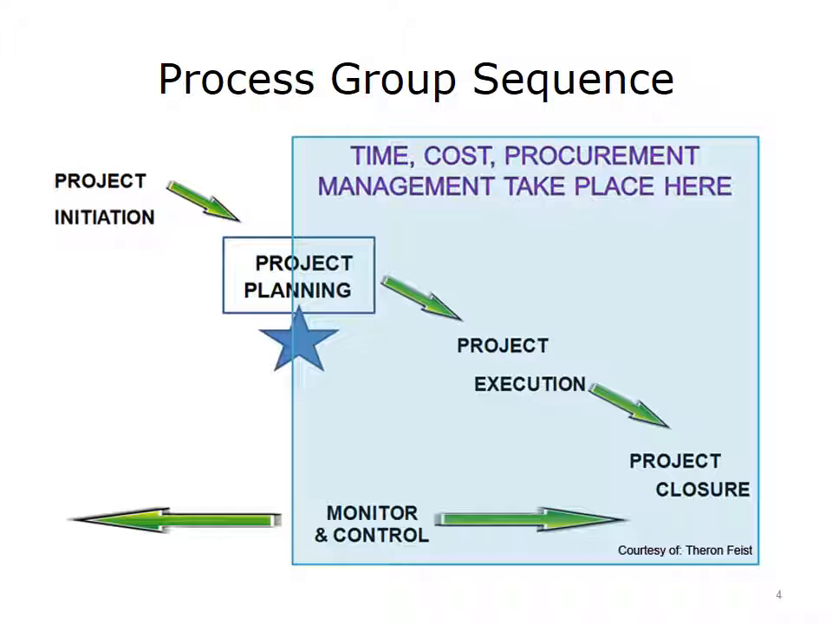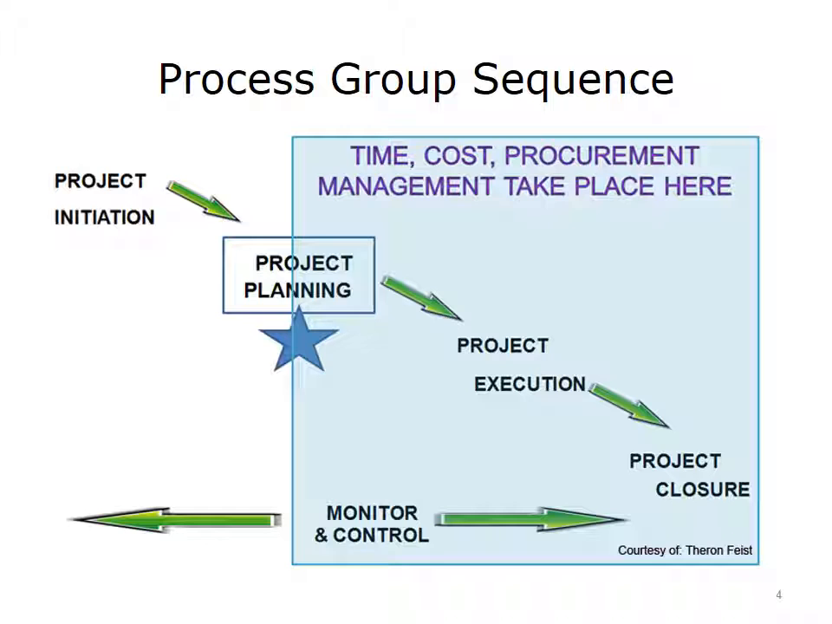Executing processes are performed to accomplish the work of the project and satisfy the project objectives. Monitoring and controlling processes involve tracking, reviewing, and controlling the progress and performance of the project, identify required changes to the project management plan, and take preventative or corrective steps appropriate for the changes. Closing processes are performed to finalize all activities and formally close the project or phase.